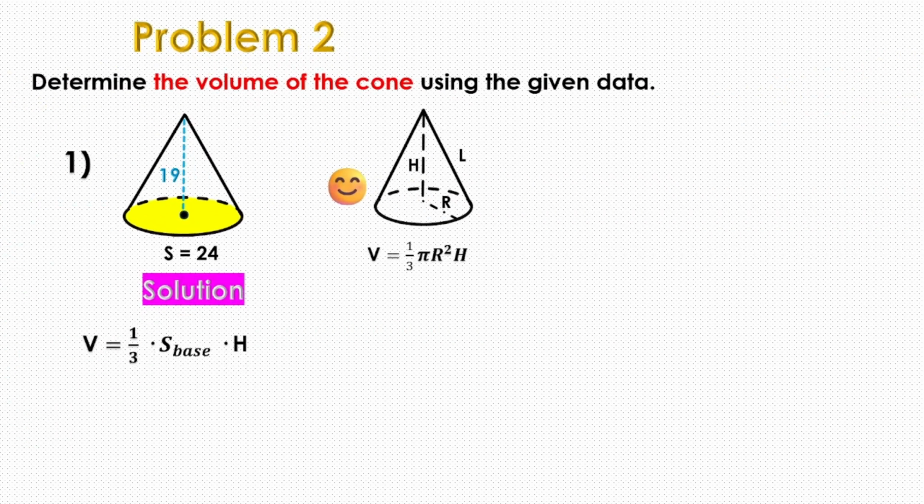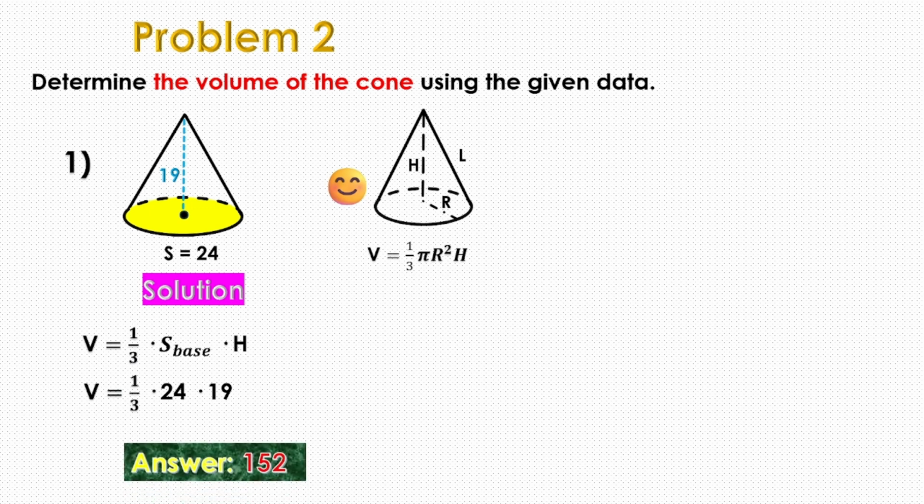Problem 2. Determine the volume of the cone using the given data. So we already have a formula. We are given the height, we are given the area of the base of this cone, and now we need to find the volume of this cone. We substitute all the known quantities into the formula, and get that the volume of the cone will be equal to 152.